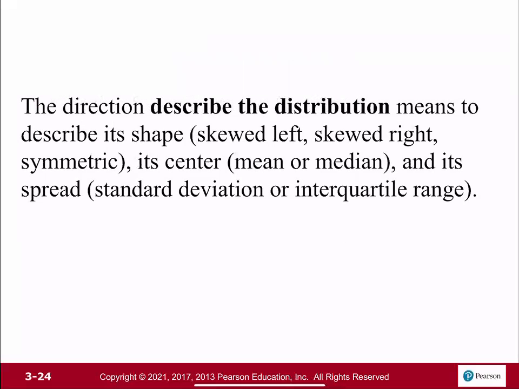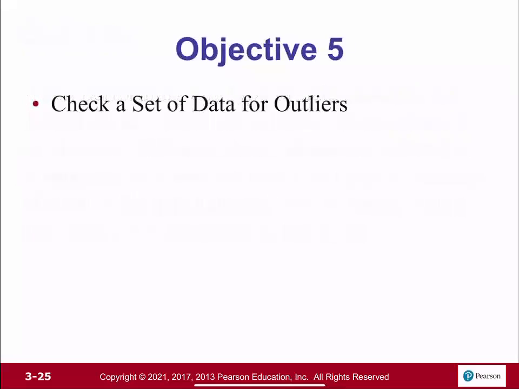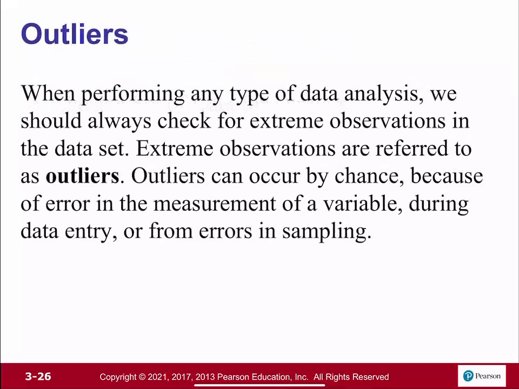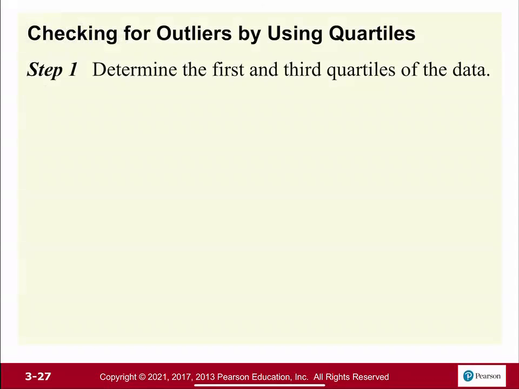All right, so now check a data set for outliers. When performing any type of data analysis, we should check the extreme observations in the data set. Extreme observations are referred to as outliers, and outliers can occur by chance, because of error in the measurement of the variable, during data entry, or from errors in sampling. So if something is way out of the norm, or maybe there was a data entry error. So an outlier is what we're going to find next.